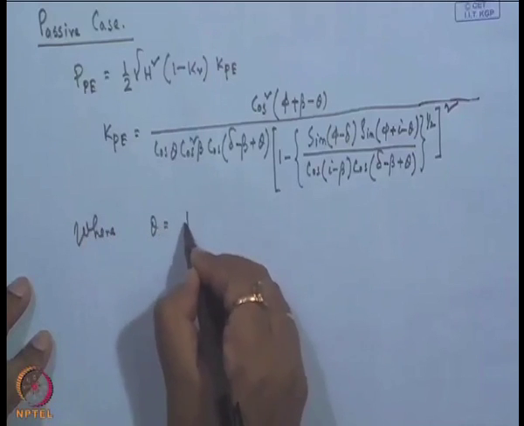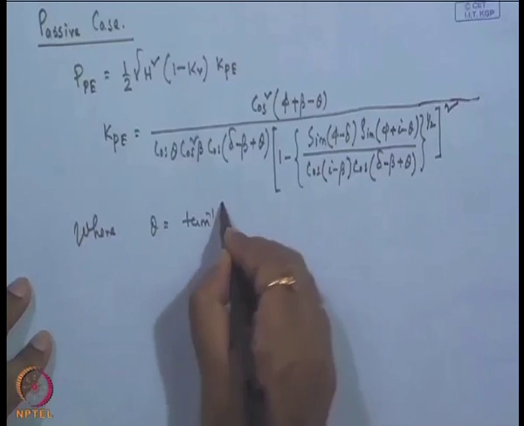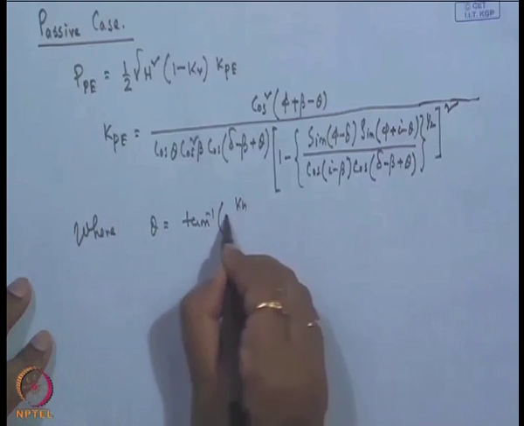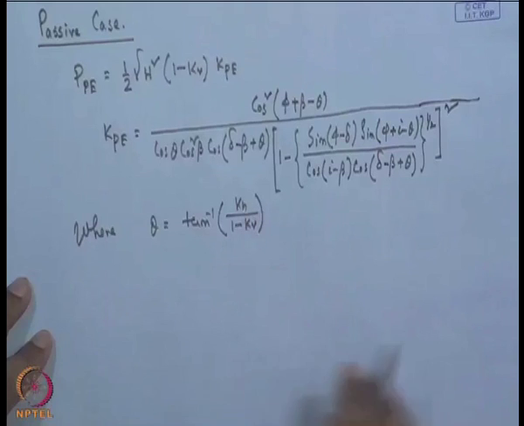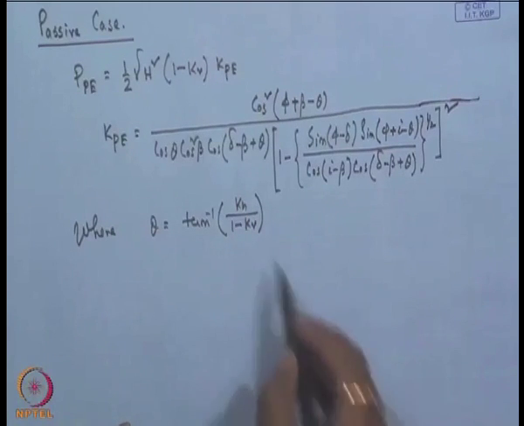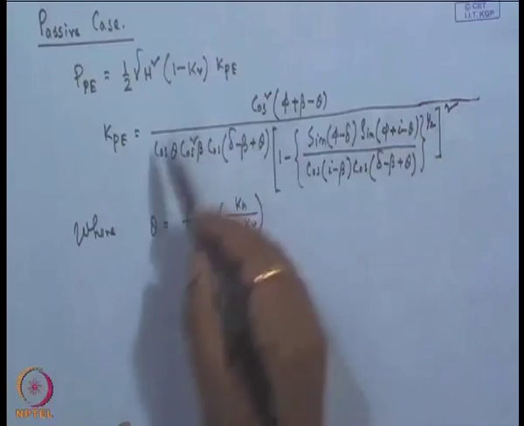theta is equal to tan inverse of k_H by 1 minus k_V. So, other things remain the same, only this K_PE expression will change.